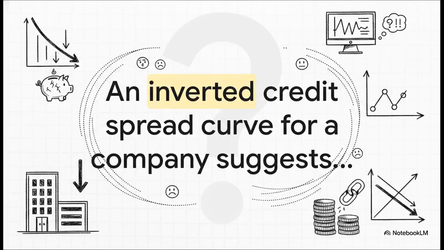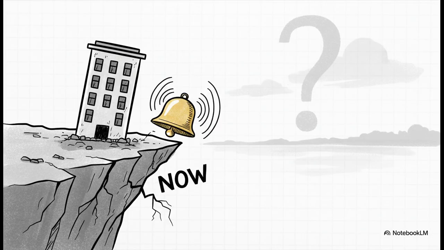Okay, quick pop quiz. You're looking at your screen, you're in the exam, whatever. You see a company with an inverted credit spread curve. What's the very first thought that should jump into your mind? It's got to be this. The company is in trouble, and it's in trouble now. The market is signaling immediate danger. The risk of default in the very near future is seen as so high that, frankly, the market is questioning whether the company is even going to be around long enough for the long term to matter.